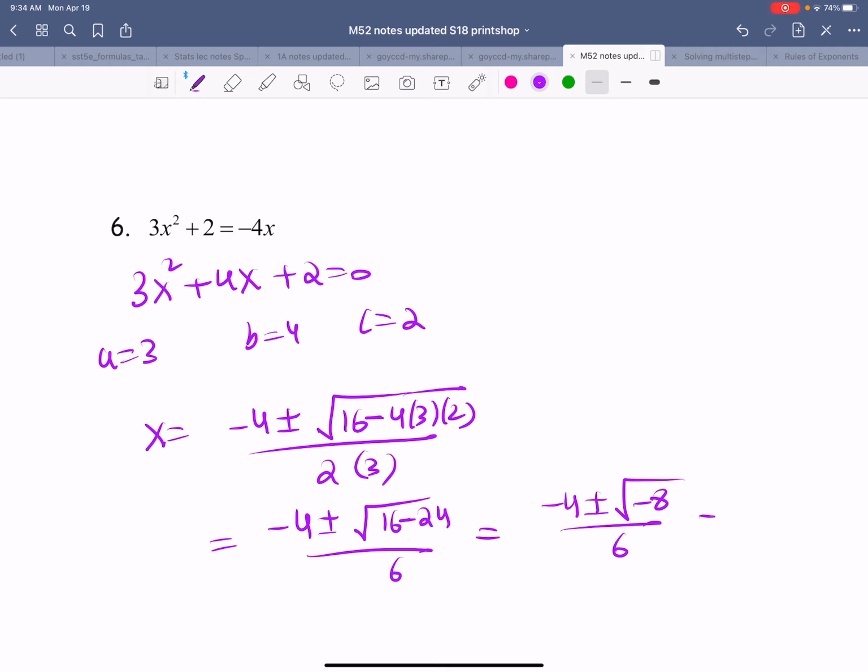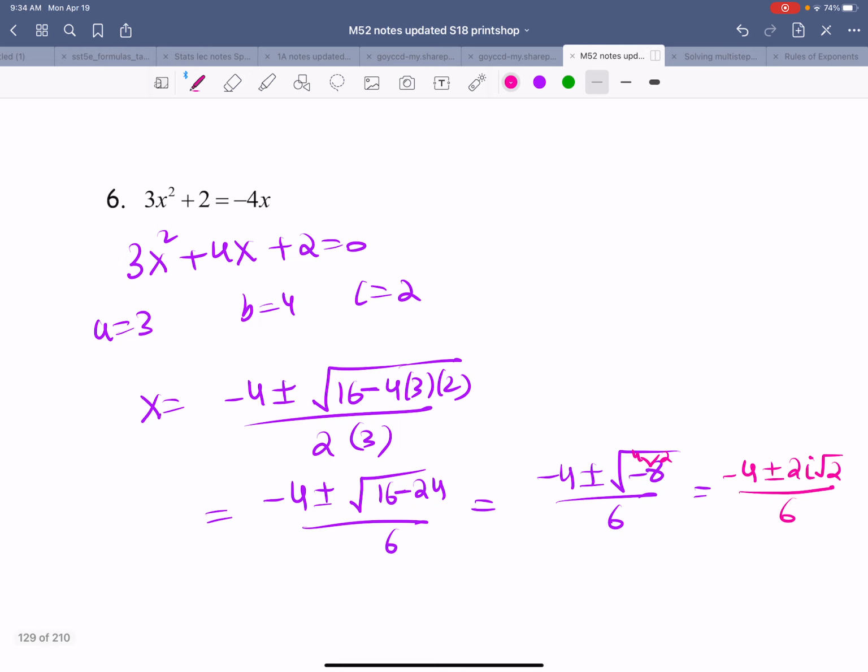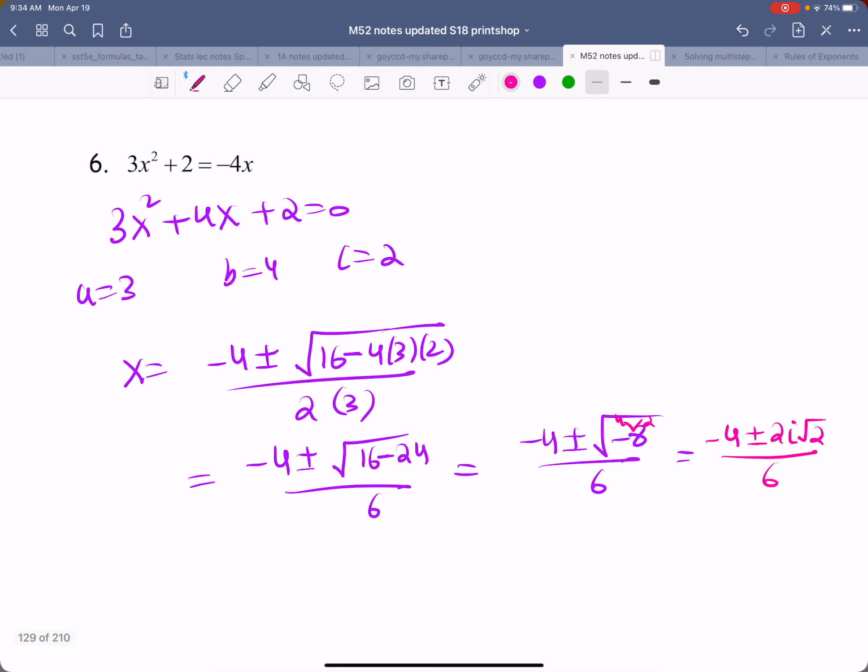Now, whenever you have a negative in the square root, there is an i. So I'm going to pull out an i. But I also know that 8 can be written as 4 times 2. So I can pull a 2 out. Negative 4 plus minus 2i root 2 divided by 6. Now there's a common factor between the numerator and denominator. So I can pull out a 2 from the numerator. Negative 2 plus minus i root 2 divided by 6.